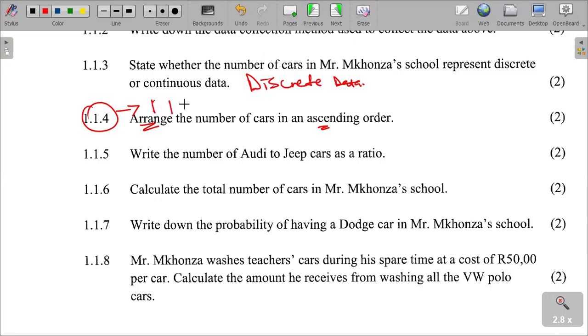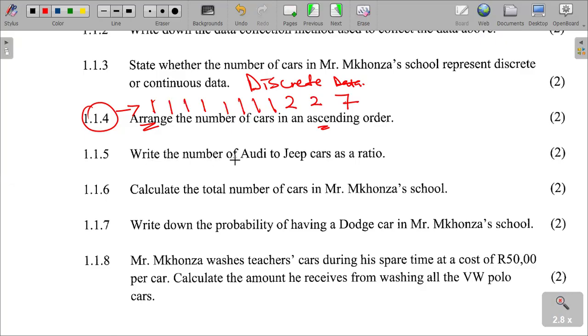1, 2, 3, 4, 5, 6, 7, 8. Because we have 8 cars which are 1, 1, and then we have 2 cars which are 2, 2, and then we have a 7. This is arranging the data in ascending order from the lowest to the highest. That is in terms of the ascending order.